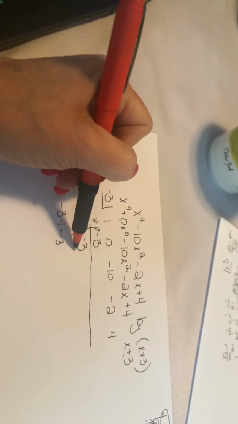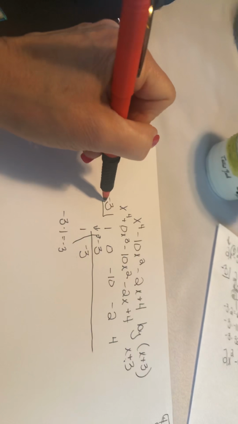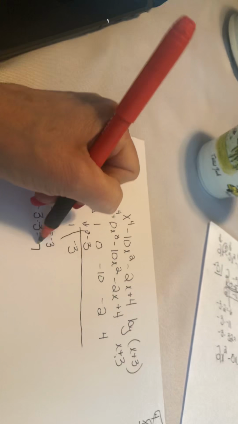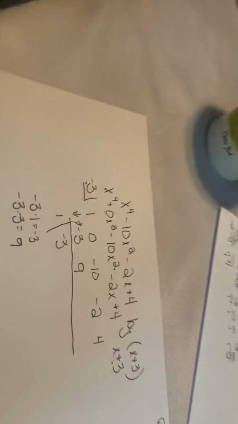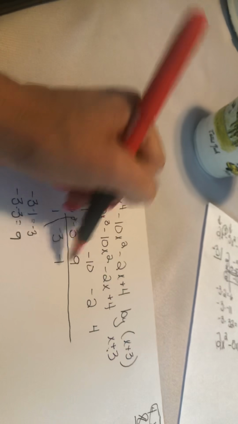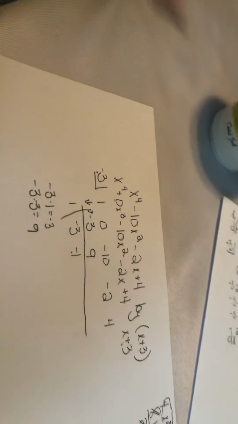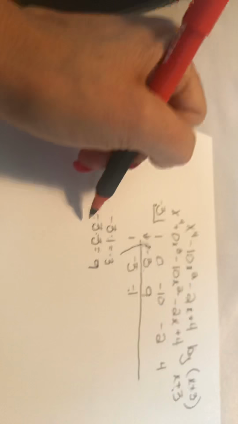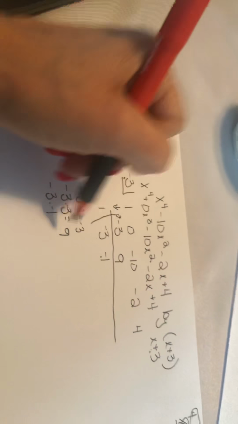Now we're going to take that negative 3 and multiply it by this negative 3, and that equals positive 9. Okay, so now, same thing. Negative 10 plus 9 is negative 1. We brought this down. So what do you think we're going to do with this negative 1? If you said multiply by negative 3, you would be correct. And that equals positive 3.